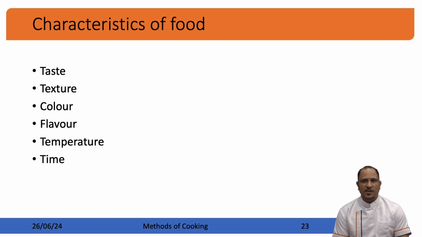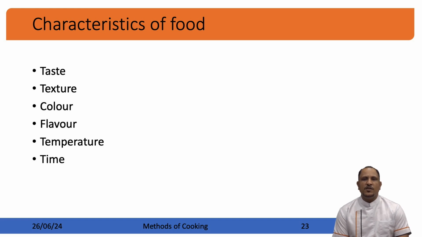Now, there are various methods of cooking which are used for cooking different types of dishes or ingredients to attain varieties of taste, texture, color and flavor in the food. Let us discuss these methods of cooking.